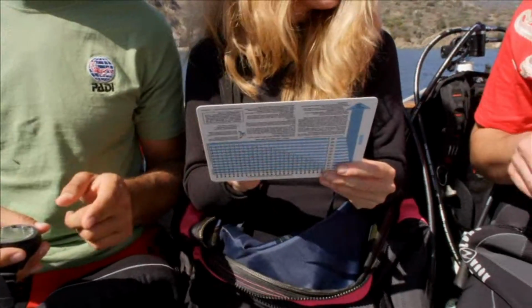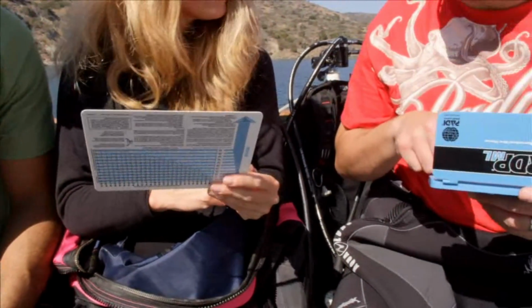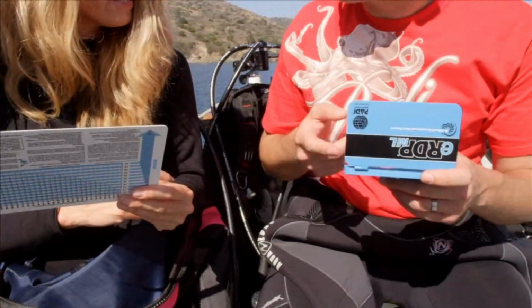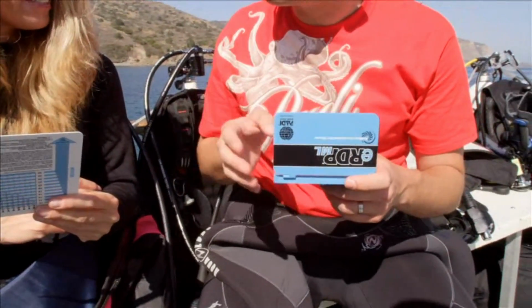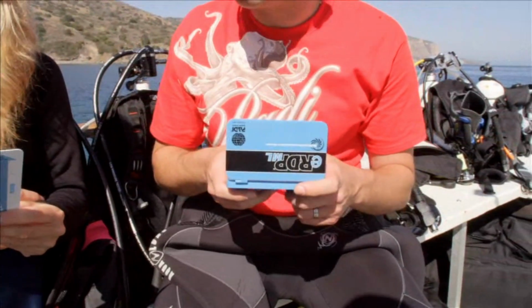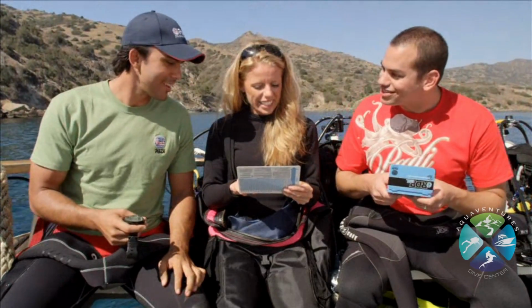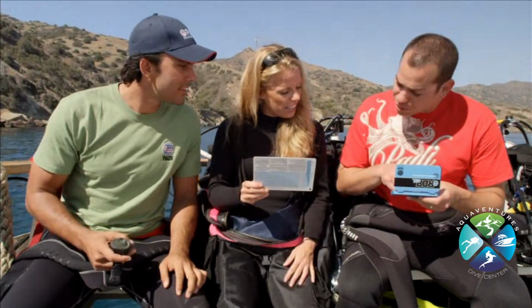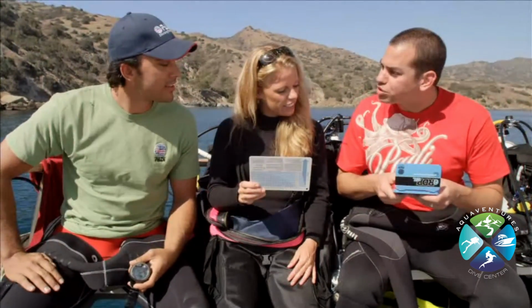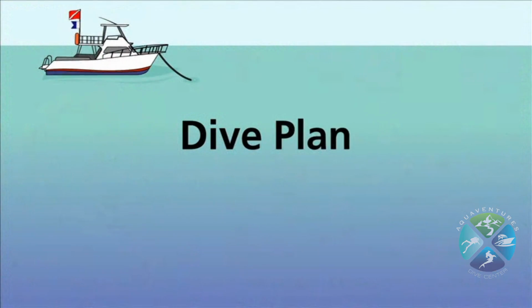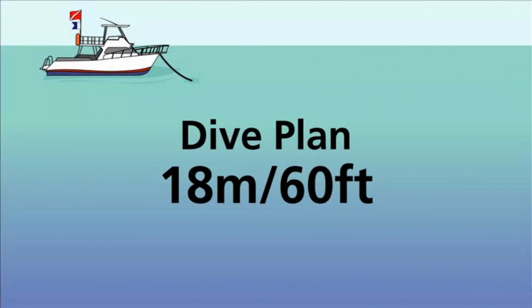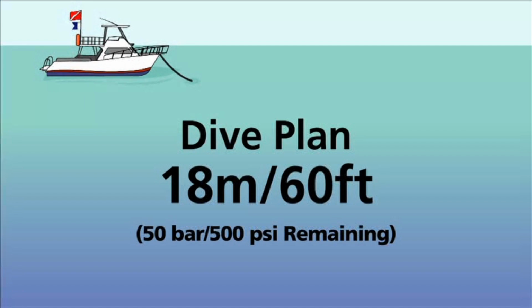Tables base your time limit on your deepest depth, even if you don't stay that deep the whole dive, which is often not the case. Note that the exception to this is the ERDPML, which lets you plan multi-level dives. Let's look at how your limits might change during a typical dive. These divers want to dive to 18 meters or 60 feet, explore a bit, then gradually work their way upward so they stay well within no-stop limits and have 50 bar or 500 psi air left when they surface.